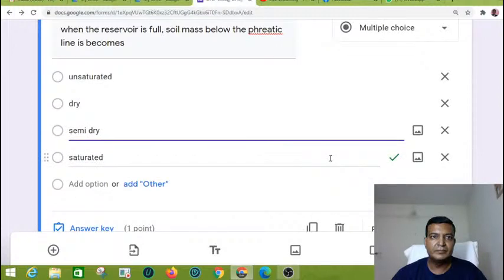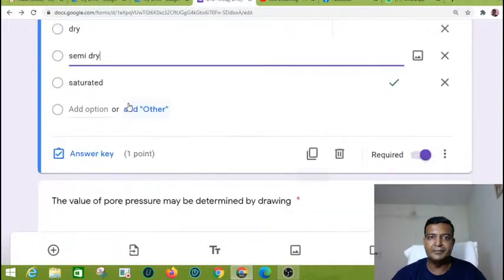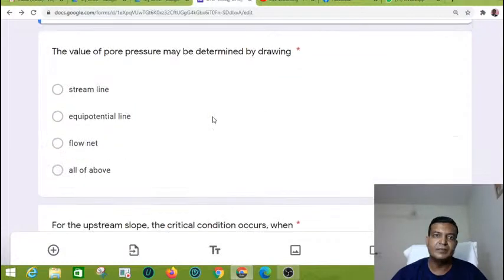Here you can see the answer is saturated. Next, the value of pore pressure may be determined by drawing streamline, equipotential line, flow net, all of the above. The value of pore pressure may be determined by drawing.